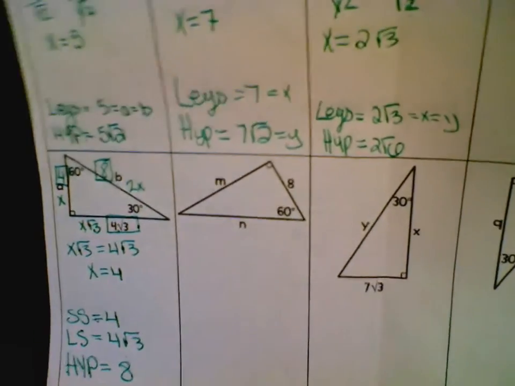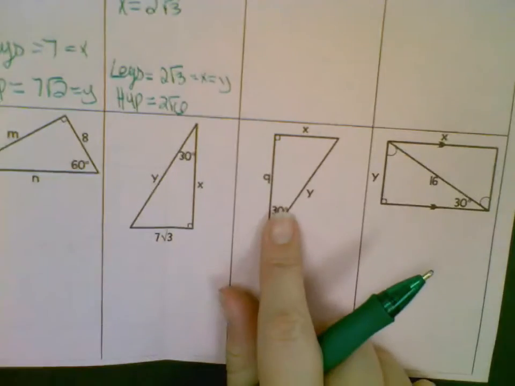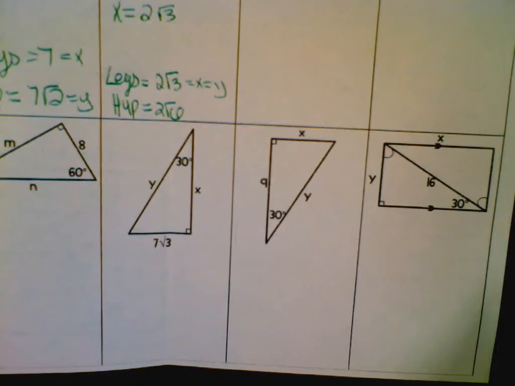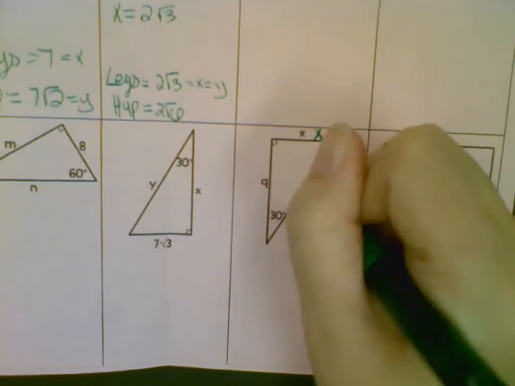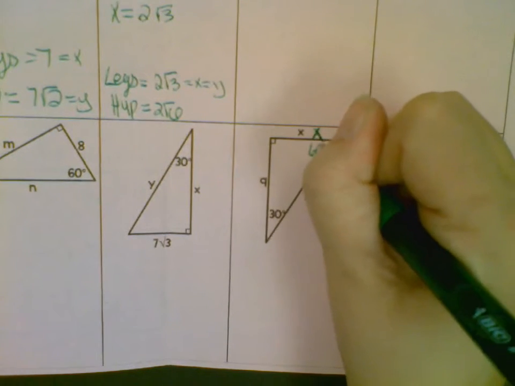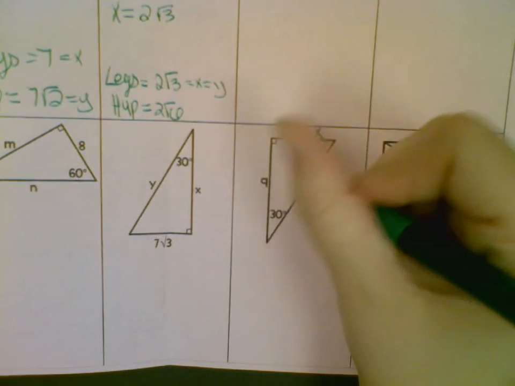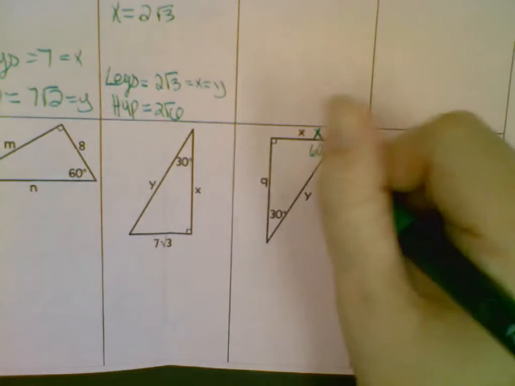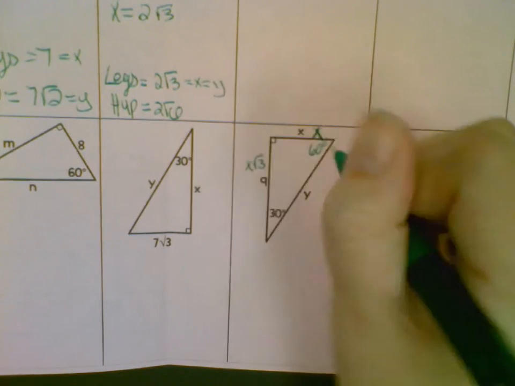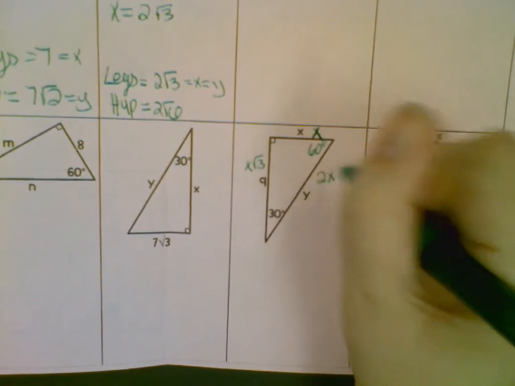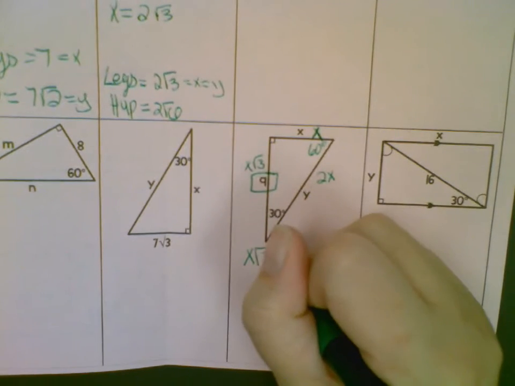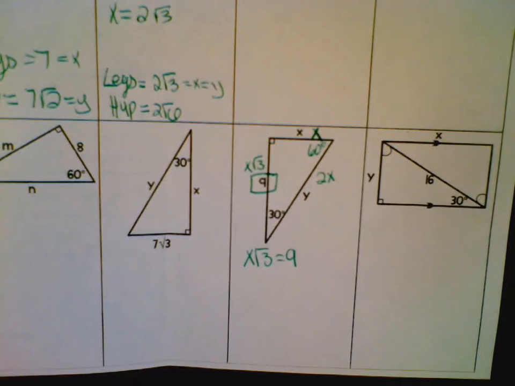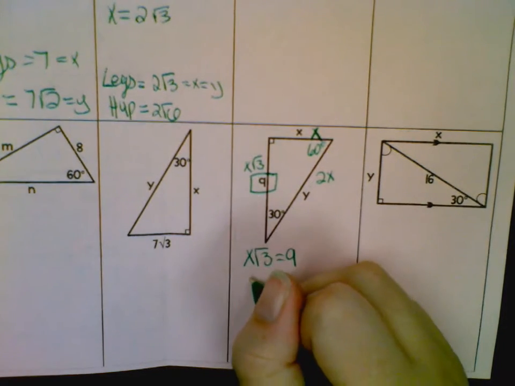Okay, so let's go over here and try this one. So again, we start by filling in our formulas. So across from 30 is x. Across from the 60 that they didn't tell us was there, but we know it is because those would add to be 180, is x root 3. And across from 90 is 2x. So we were given the x root 3 side, so write your equation. Solve for x.